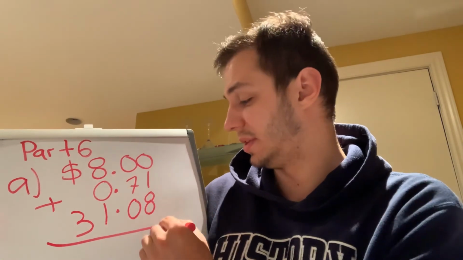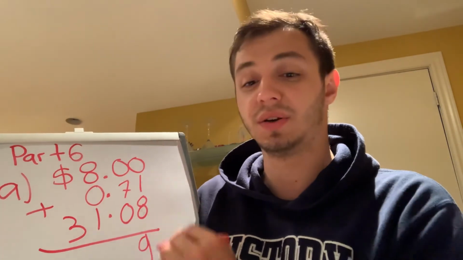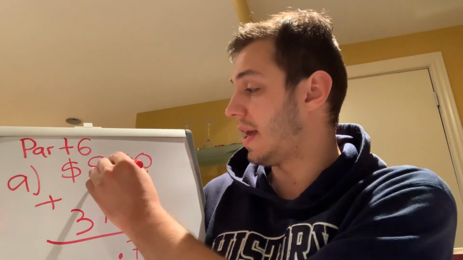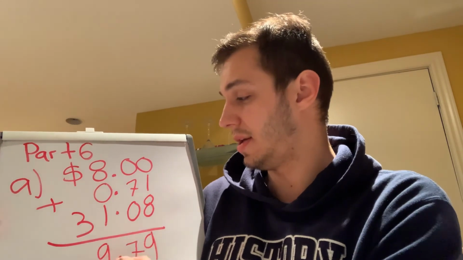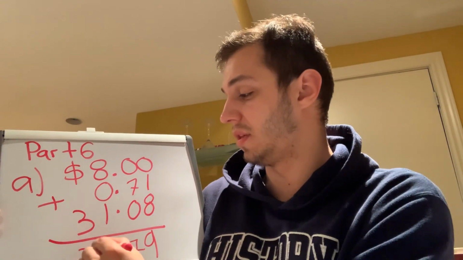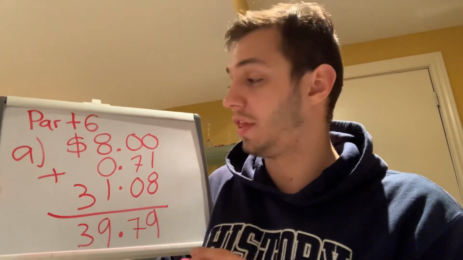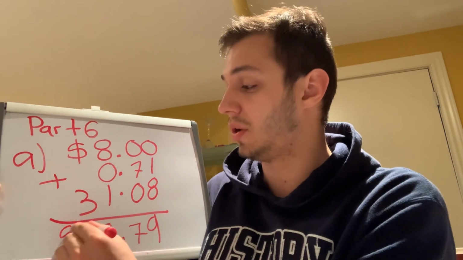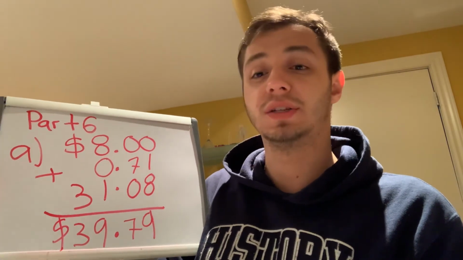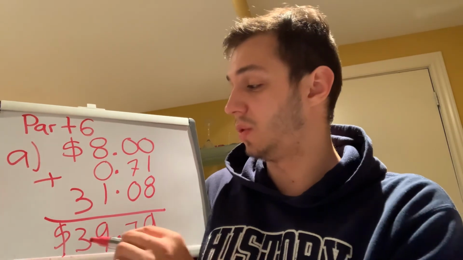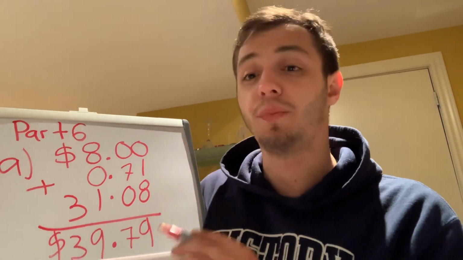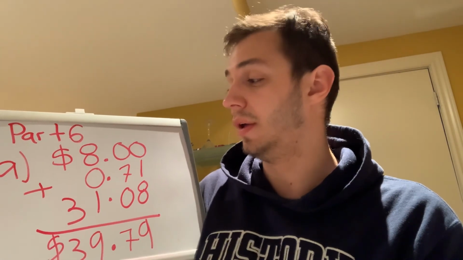8 plus 1 is 9, 7 plus 0 is 7. Line up our decimal again. 8 plus 1 is 9. And then 3 plus nothing is 3. We need one more thing. We need to also have the dollar sign in our answer. So I'm going to put the dollar sign right there. And we are done. The doctor's office, on those 3 items, spent $39.79.